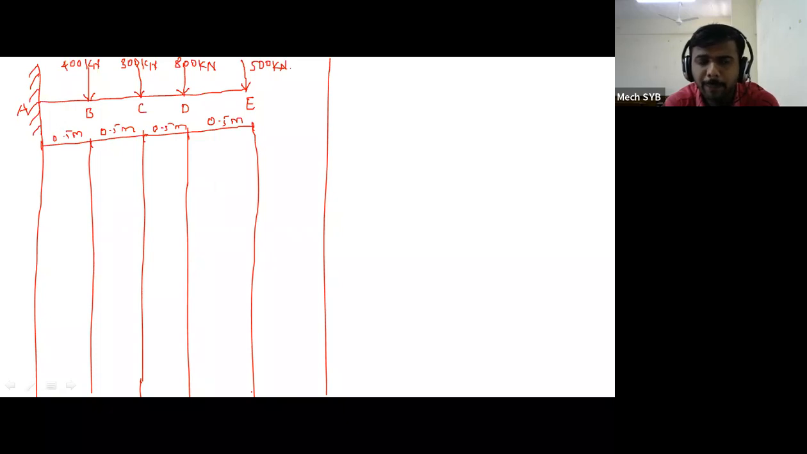And then the third support is the fixed support. Fixed support means what is provided in the cantilever beam, that is at point A. And at this particular point A, a total of 3 reactions are present.